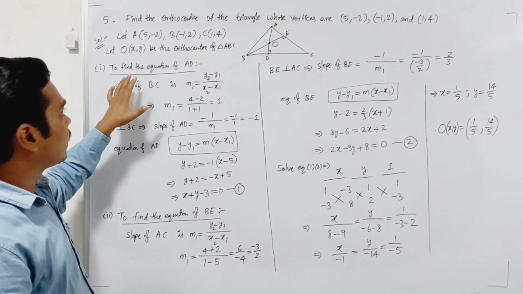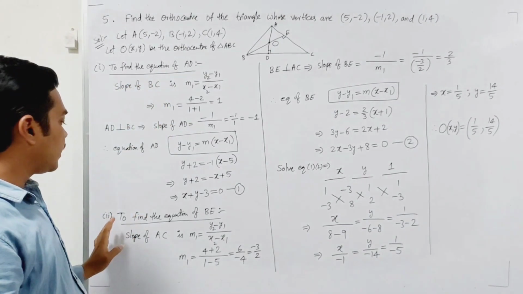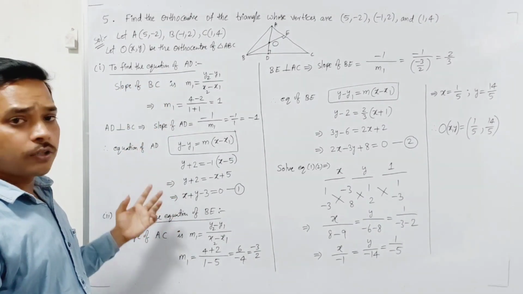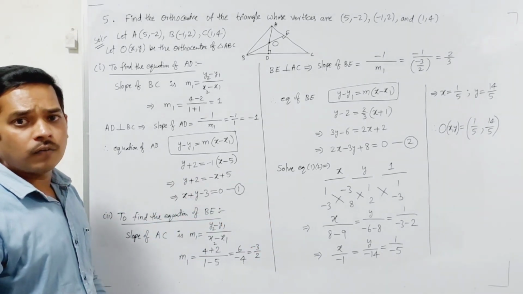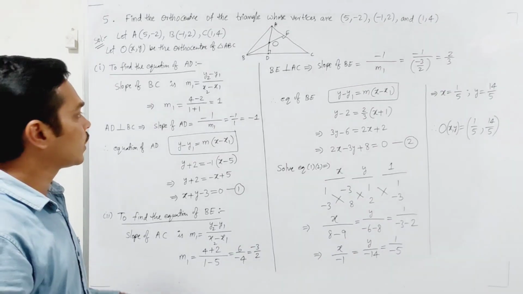First of all, find the equation of AD. After that, find the equation of BE. After getting the two equations, solve them. We get the orthocenter of triangle ABC.